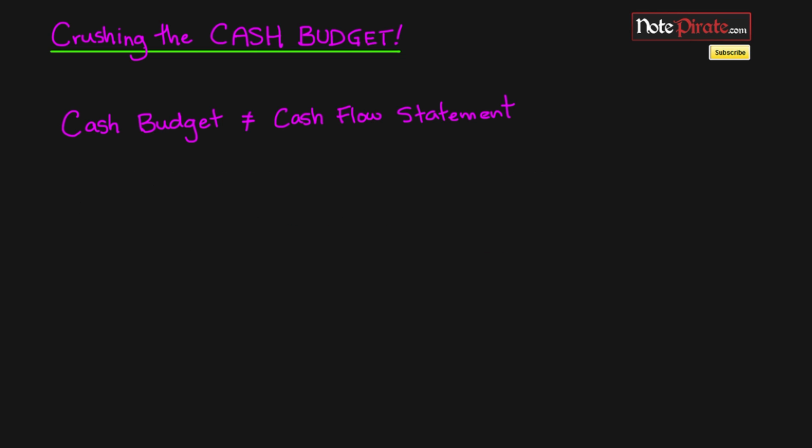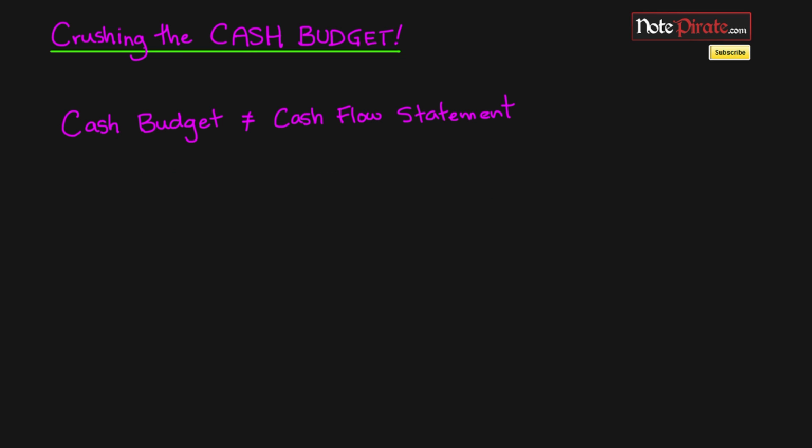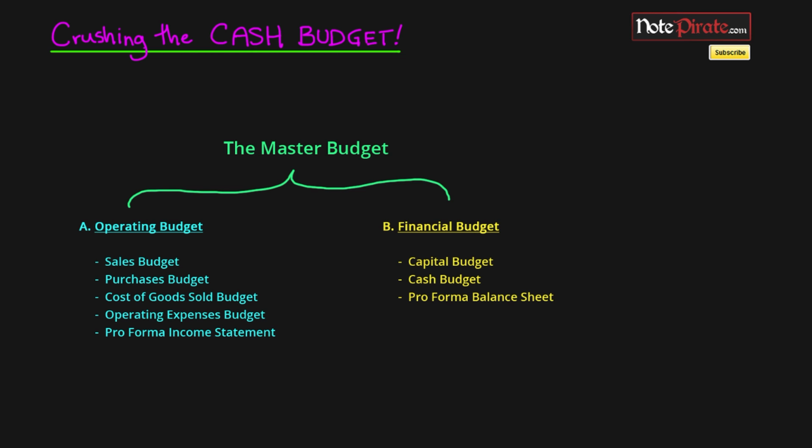Now, the cash budgets are used internally by management to plan for receipts and disbursements in case of any excess or shortfalls of cash. So neither are good. If we have an excess amount of cash, we want to be investing in some risk-free asset to generate some type of interest, so inflation isn't just eating away at our money. And if we have a shortfall of cash, we want to be looking at financing so that we don't run into a cash crunch.